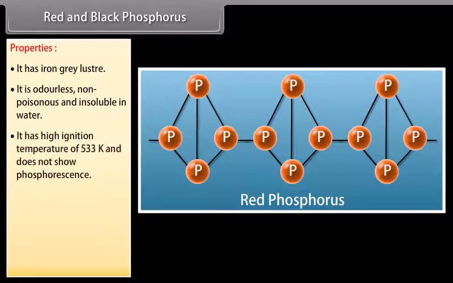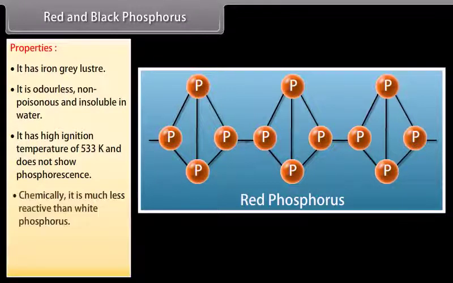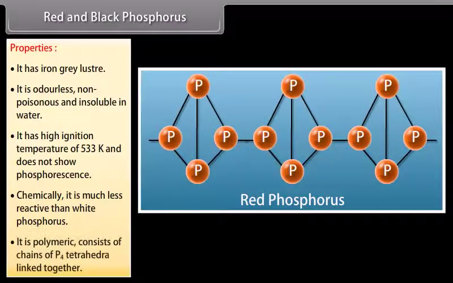It has a high ignition temperature of 533 Kelvin and does not show phosphorescence. Chemically, it is much less reactive than white phosphorus. It is polymeric, consisting of chains of P4 tetrahedra linked together.